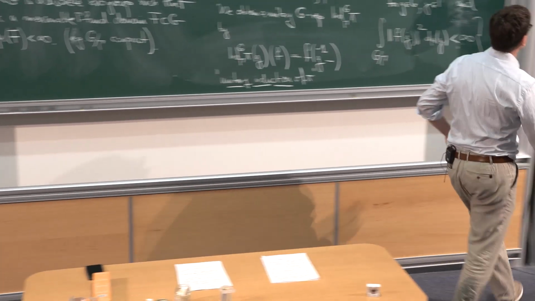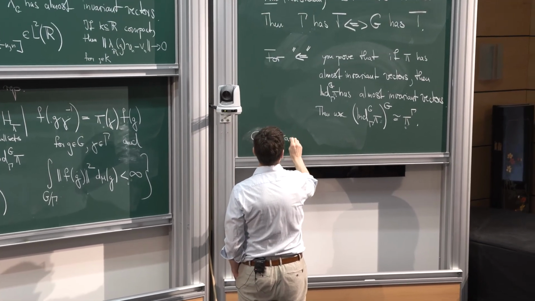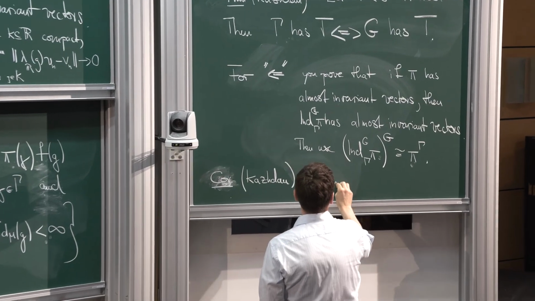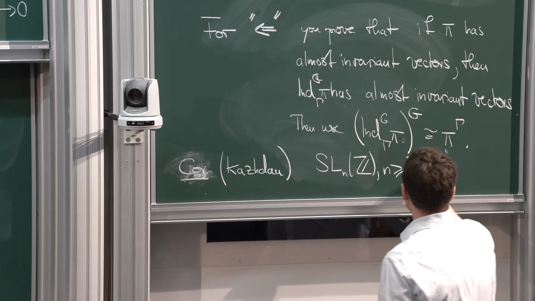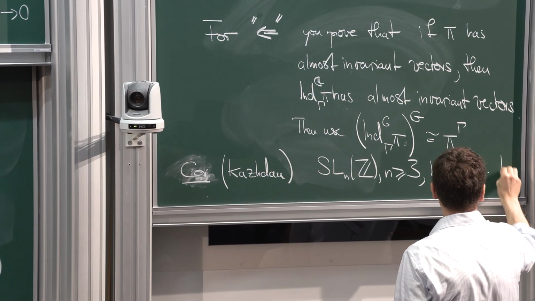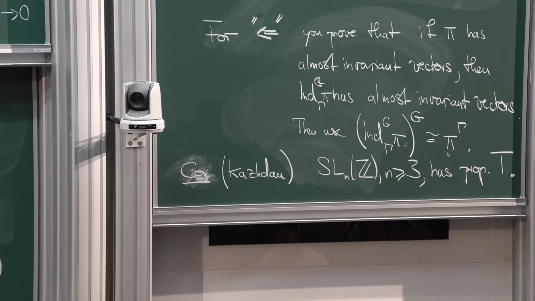Yeah. So, right, or corollary maybe. This is a lattice in SL_n(R), and it has property T. Of course, there's a much more general statement about lattices in simple Lie groups of higher rank, but we just write it down now for this specific group.